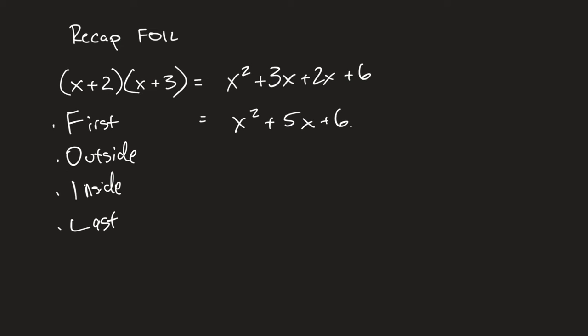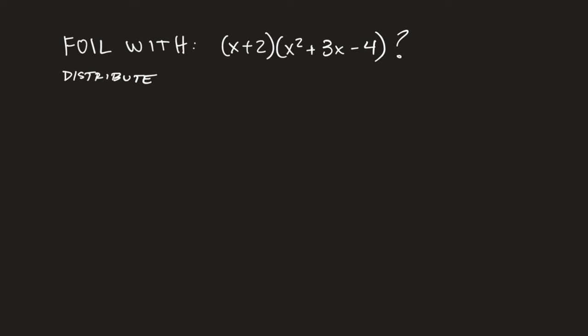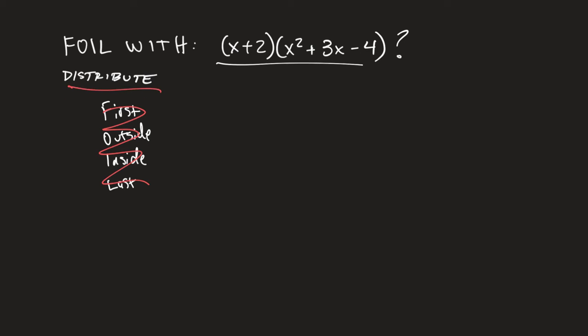We remember FOIL. Can FOIL work when one of the polynomials is bigger than a binomial, say a trinomial, or a 4-term polynomial? Let's find out. Can I FOIL with this? Well, if I do first, outside, inside, last, I have a first term, and then I have outside terms, but what do I choose for the inside? And then I have a last. So when one of the polynomials, or both, are bigger than binomials, we can't really just FOIL. We're actually just going to distribute.